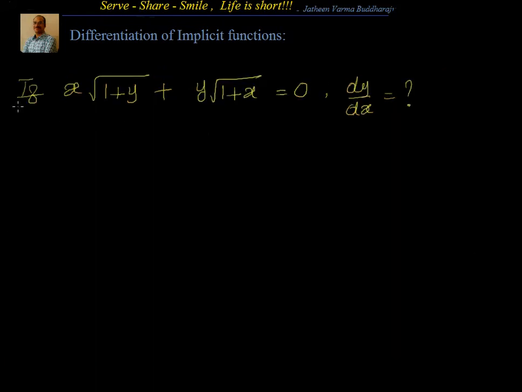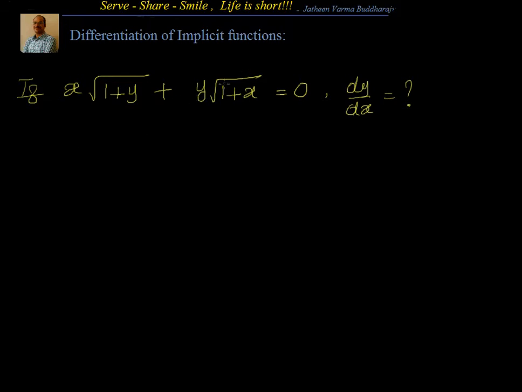Let's look at another interesting example. We have been given x root 1 plus y plus y root 1 plus x equal to 0. What is the value of dy by dx? So the idea of doing this problem is to tell you that sometimes the function may look like an implicit function, but if you try to simplify that, you will see that it's an explicit function. Let's try to understand that.